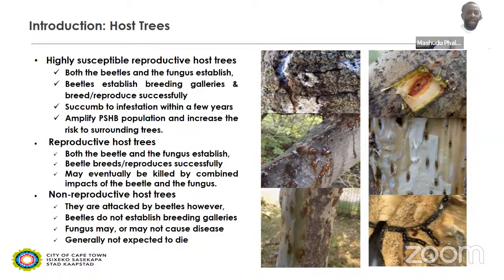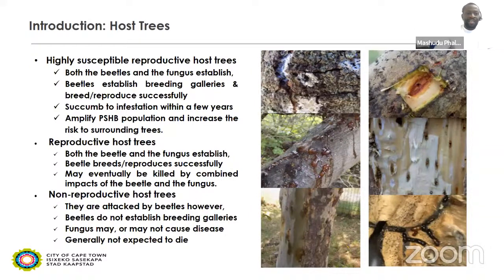These highly susceptible trees can also become amplifiers of PSHB, meaning that the conditions within this tree are so good that the beetle is able to multiply quicker. The fungi is also able to spread quicker, but then the population size of the beetle within the tree becomes too heavy, and this allows the beetle to start moving out and trying to find new host trees.